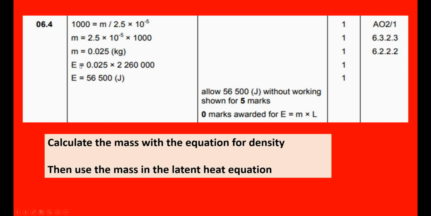Then I can substitute it into energy equals mass times my latent heat of vaporization. I can times those 2 things together to get 56,500 joules, which is my answer. If you just write E equals ml, you're not going to get the marks. If you just write down the equations, you're not going to get enough. You need to substitute to get the marks.